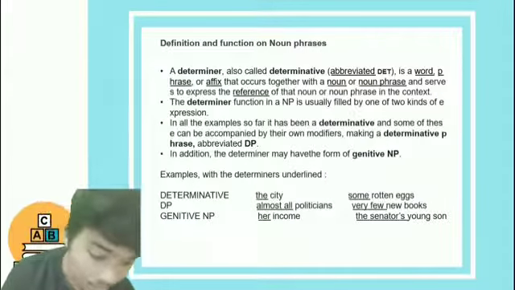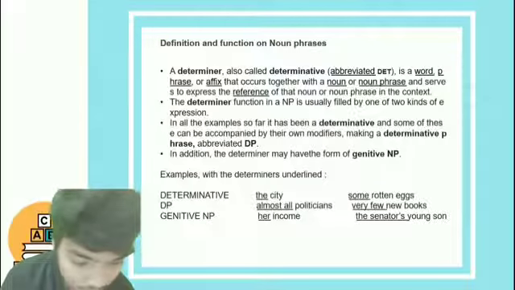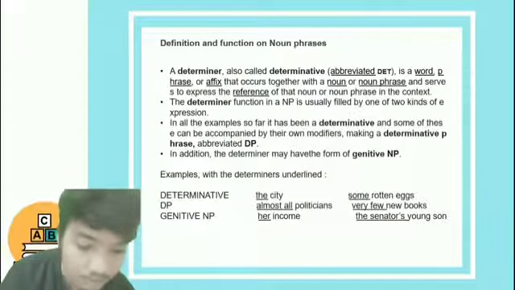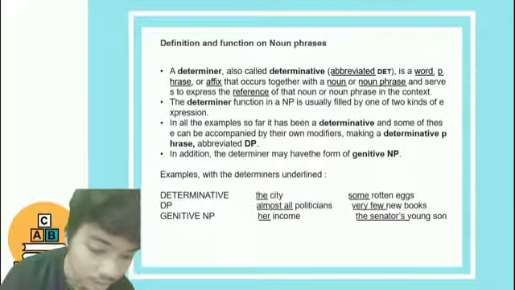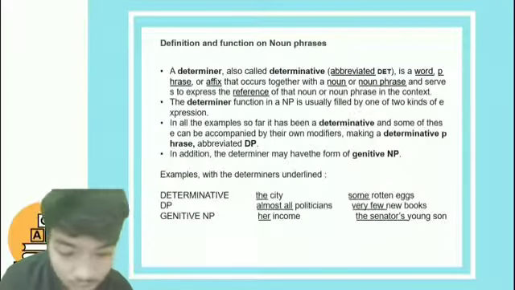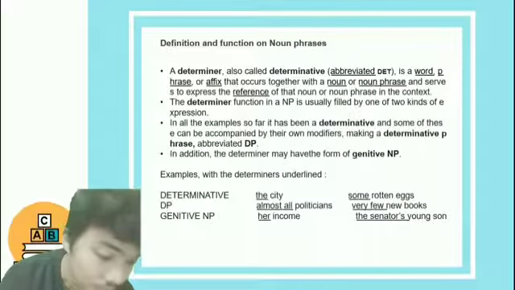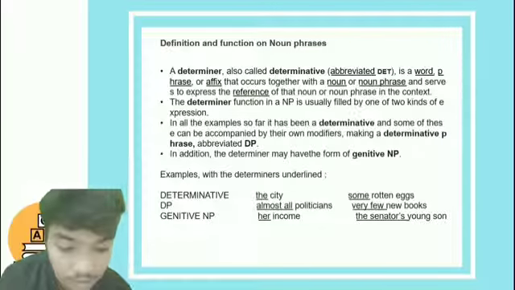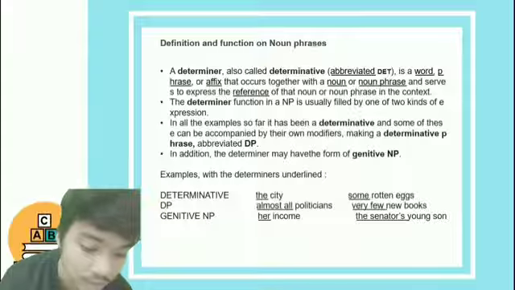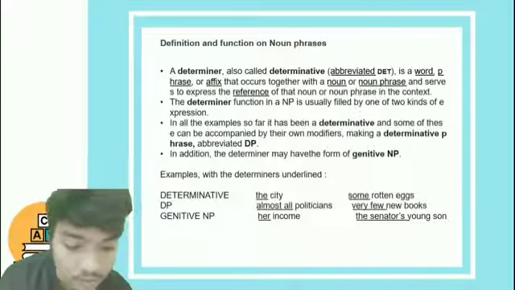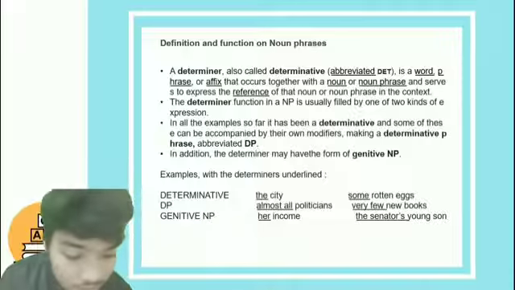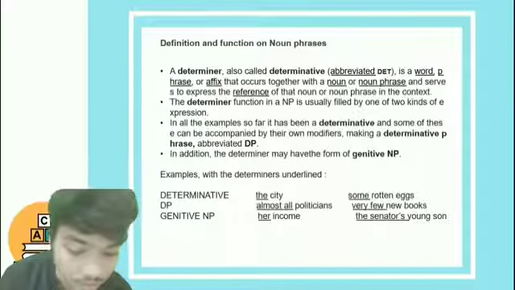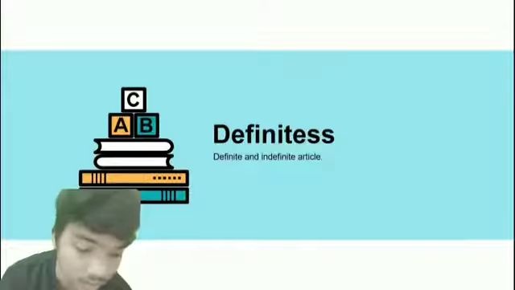Examples with the determiner underlined. The city, some rotten eggs: the determinatives are the and some. Determinative phrase: almost all politicians, very few new books. The DPs are almost all and very few. And the last thing is genitive noun phrase. Examples: her income, the Snyders' young son. The genitive NPs are her and the Snyders'.